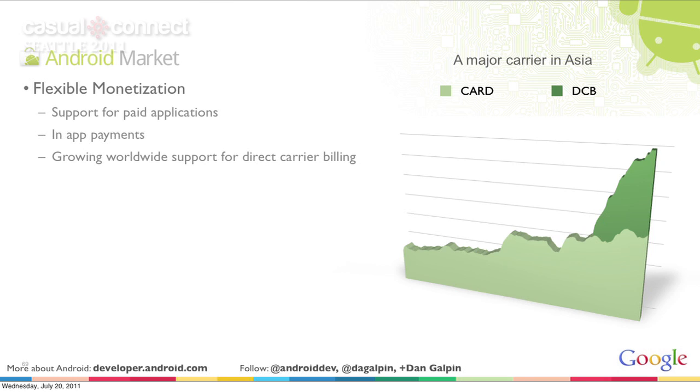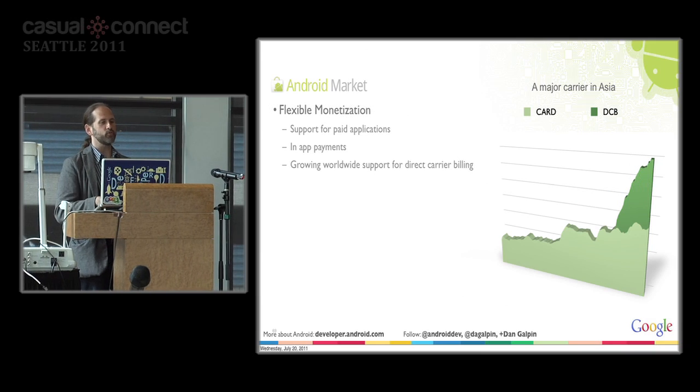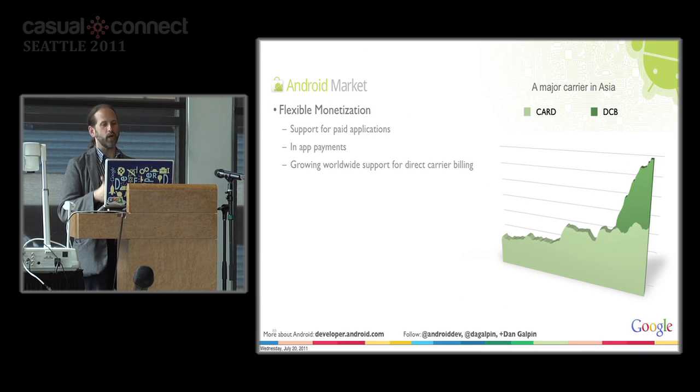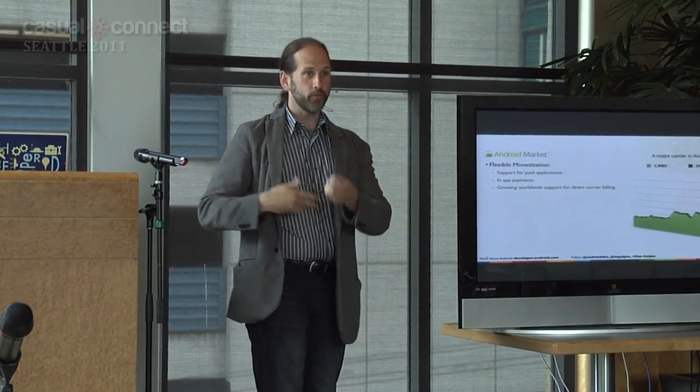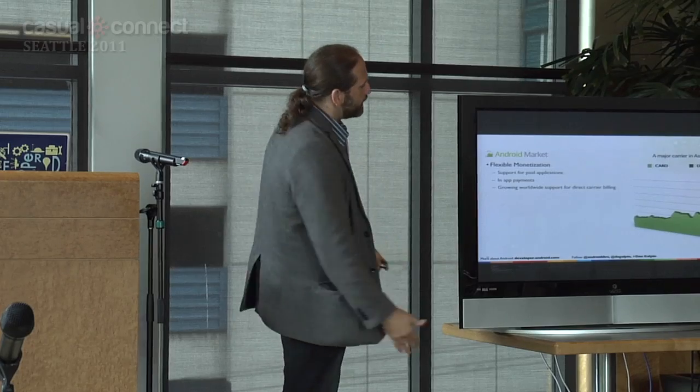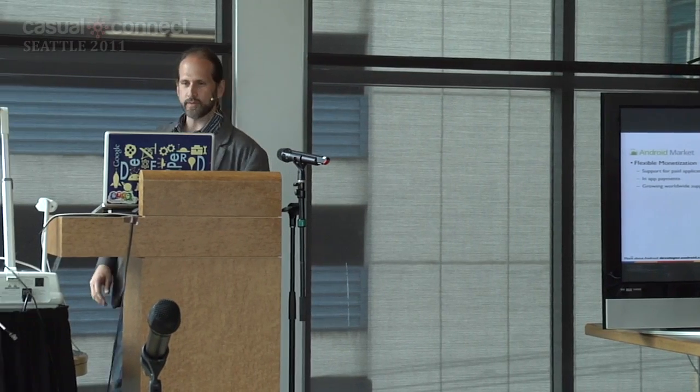We also have a lot of flexible monetization things. And this is really important because not only are we doing in-app payments right now, but we're actually supporting direct carrier billing. And just to show you what that means, in a single carrier in Asia, you can actually see we turned on direct carrier billing, which means they get billed through their phone account. And it not only doubled sales, but it actually increased the credit card sales as well. So we're working to do that around the world.